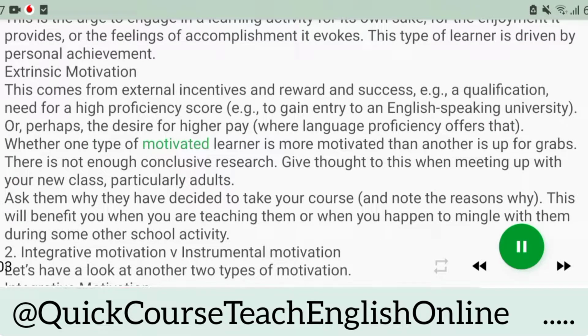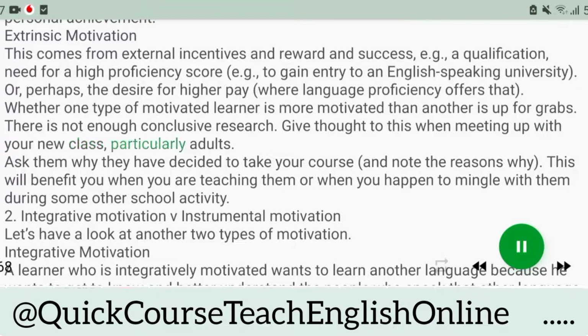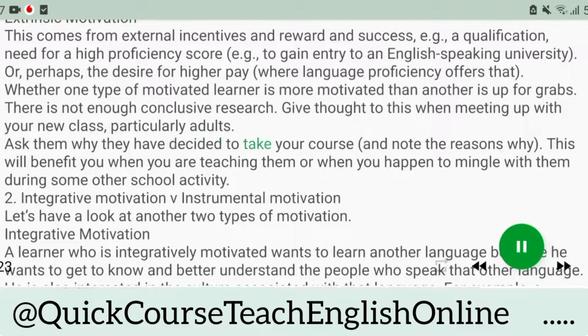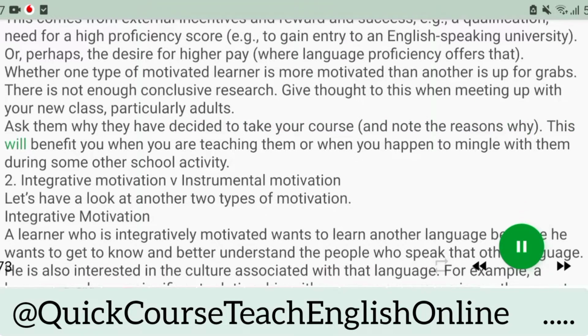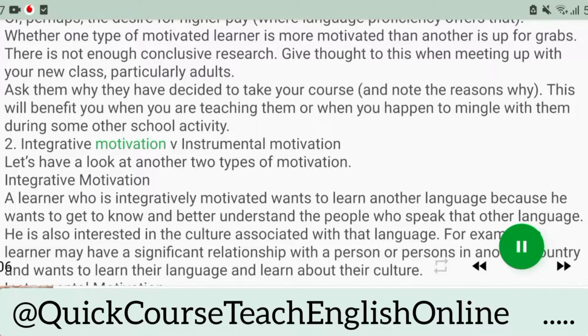Whether one type of motivated learner is more motivated than another is up for grabs. There is not enough conclusive research. Give thought to this when meeting up with your new class, particularly adults. Ask them why they have decided to take your course, and note the reasons why. This will benefit you when you are teaching them or when you happen to mingle with them during some other school activity.